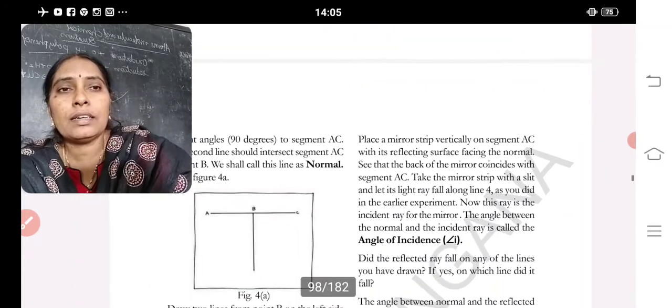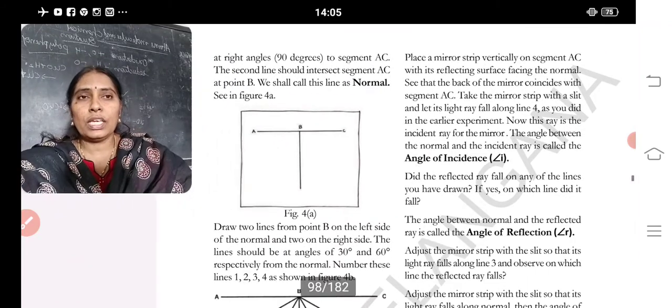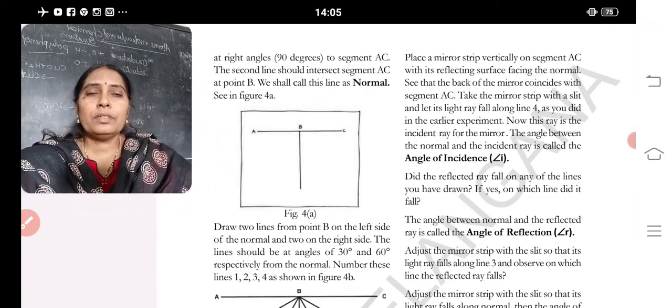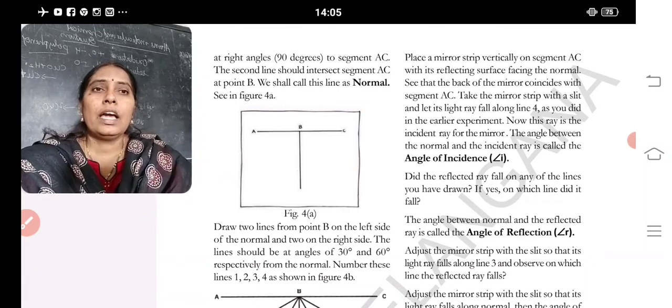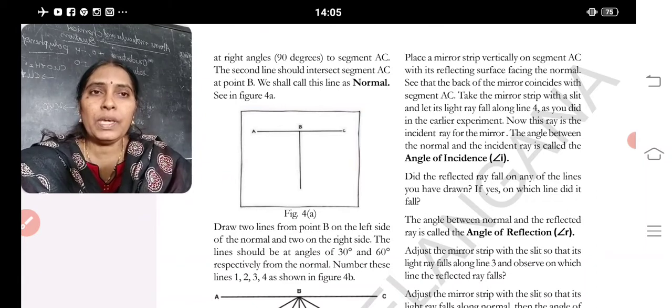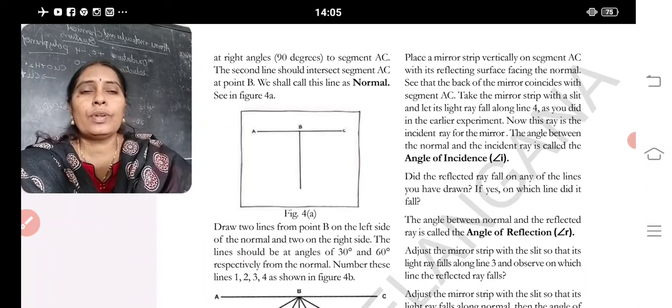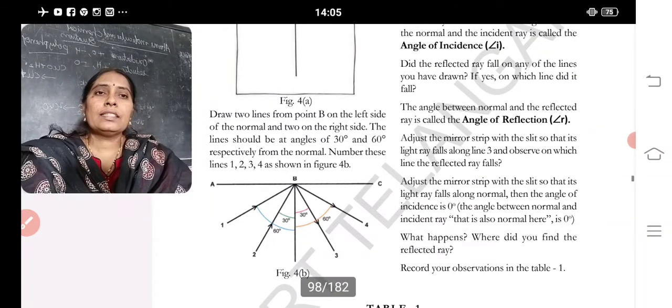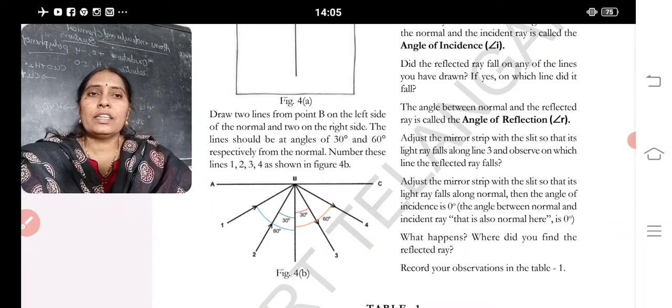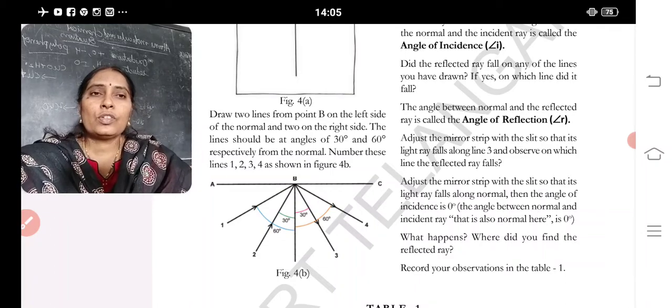To understand the law of reflection, we need to take a plain paper and draw a line, name it AC, and name its midpoint B. From that B you draw a 90 degrees line segment, which we call the normal. From that normal, assume different angles on one side, such as 30 degrees, 40 degrees. Definitely the reflection will be on the other side.